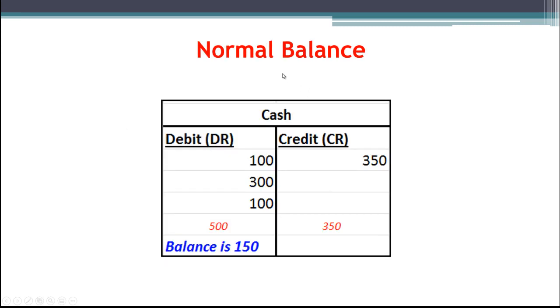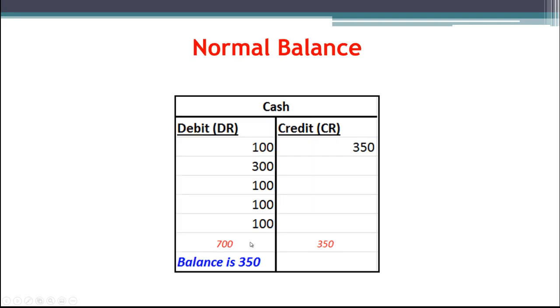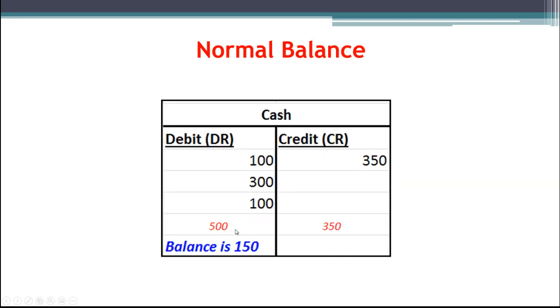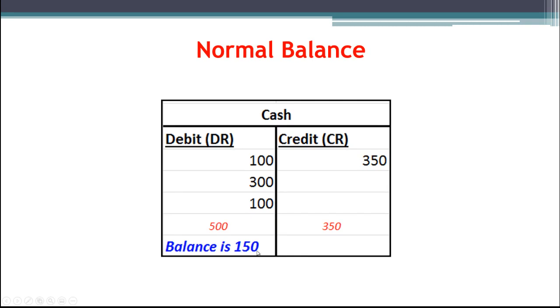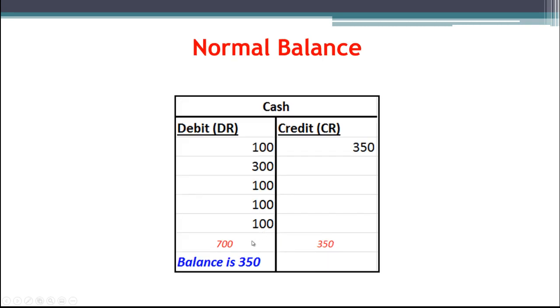But let's take a look at this in action. Cash has a normal balance on the debit side, and this particular setup ends up being on the debit side, because there are 150 more debits than credits. So that's good for cash. We want it to be on the debit side, so this has a positive balance. But now, let's see, we switched from 500 to 700. We added 2 more hundred. That increased our account. Previously, there was just a 150 balance, but now there are 200 more debits than there were before, so that means it's 350. The credit side didn't change.